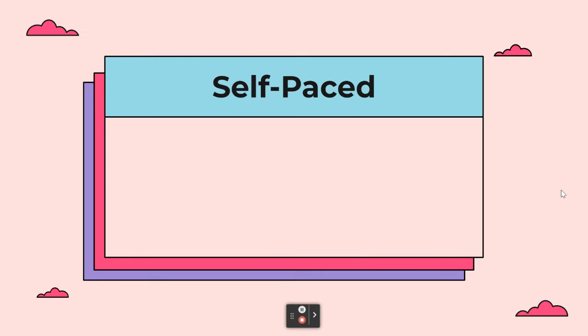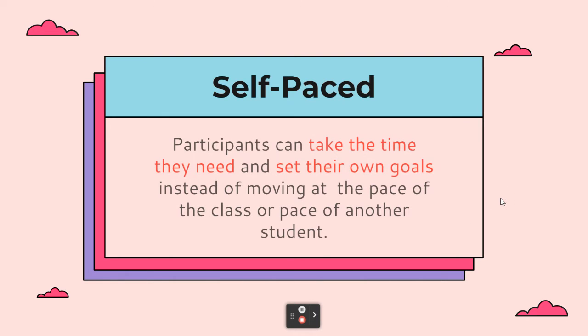All right, so in sixth grade science, this instructional method is self-paced. So what this means is that participants can take the time they need and set their own goals instead of moving at the pace of the class or the pace of another student.